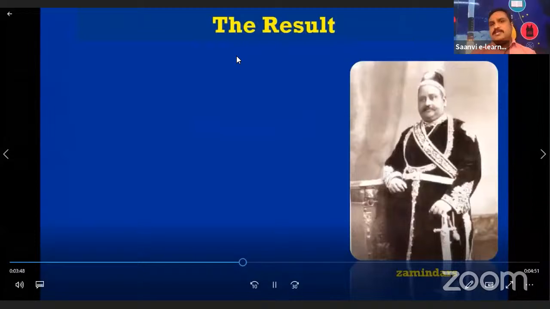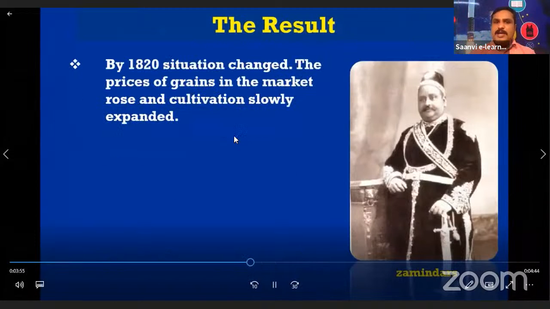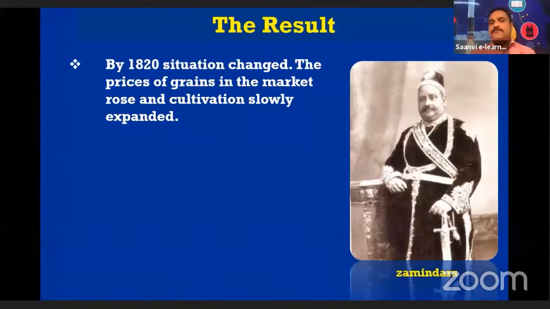The result of the system. What is the result of the system? Appointing Zemindars as a mediator. So even Britishers also followed the same terms and conditions.